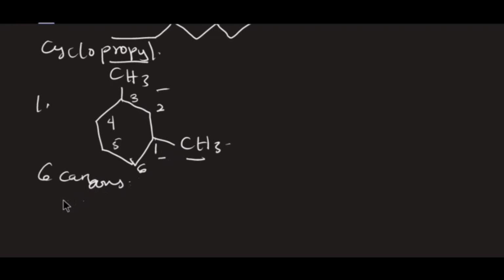So to name it is simply 1,3-dimethyl. Because we have the same substituent, the numbers will be grouped together. And then 1, 2, 3, 4, 5, 6, so we say hexane, and that is how we name it.